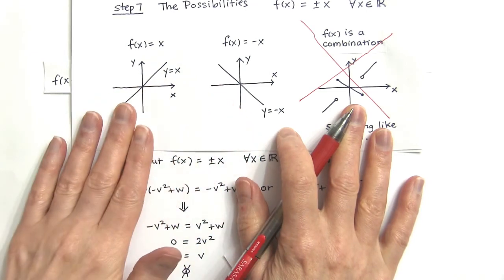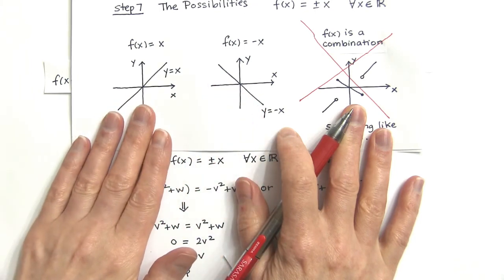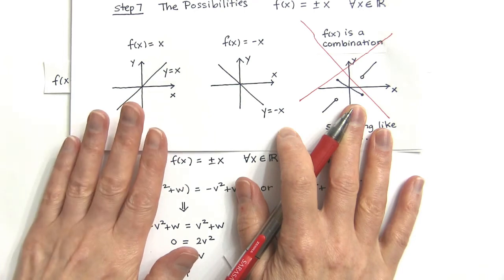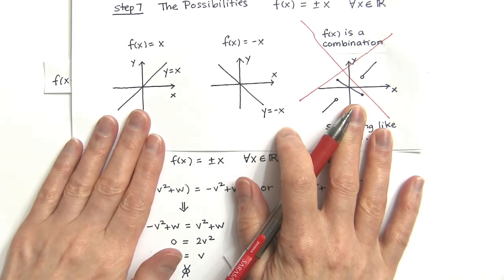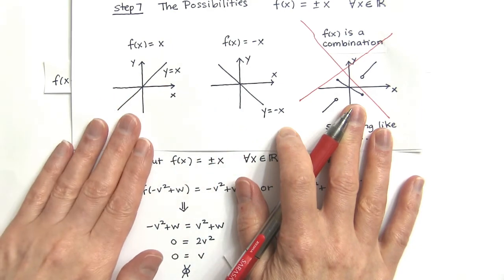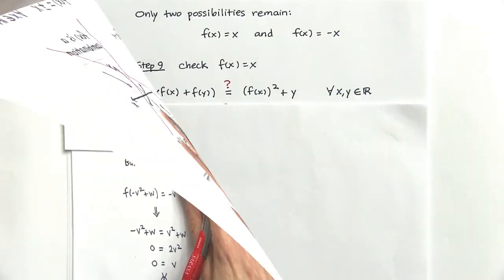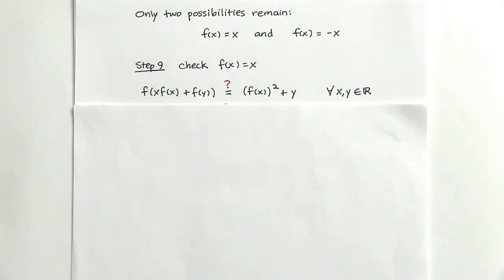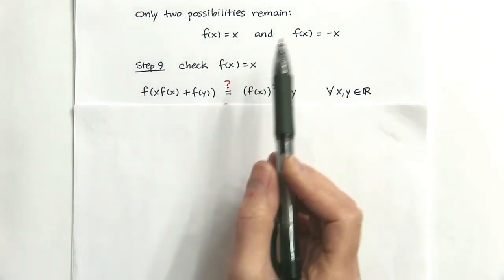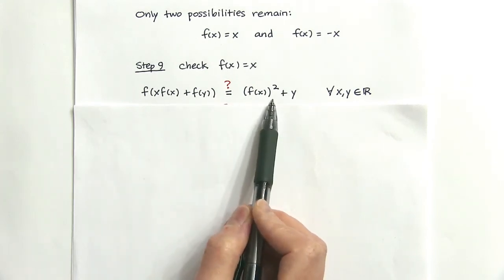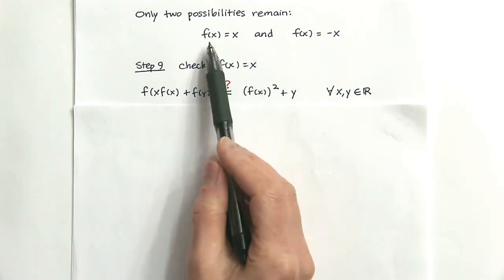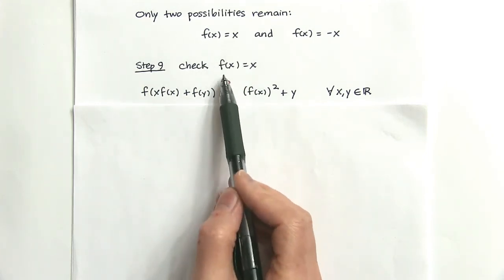And so in steps 9 and 10, I'll check if these functions each satisfy the condition of the problem. And if so, these are the only functions that can satisfy the condition of the problem. And so I'm going to check these last two functions like this. So at the end of step 8, we've discovered that there are only two possible functions which could satisfy the condition given in the problem. So in step 9, I'm going to check the first of these possibilities, the function f at x is x.